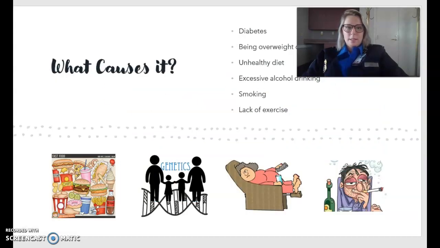Now, what causes coronary artery disease? Well, aside from it being hereditary, which it can most definitely be, one can develop this disease from having diabetes, being overweight or obese, having a very unhealthy diet, little to no physical activity, and the drinking of excessive alcohol.